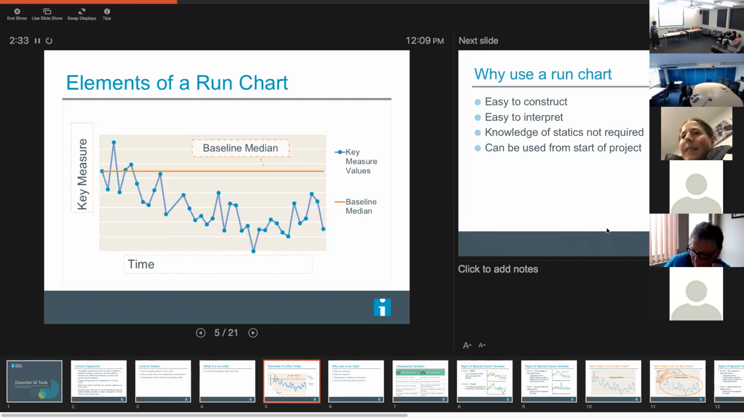Along the middle is the centre point, or in this case, it's the median, and that gives lots of information about how data is responding in relation to that median.